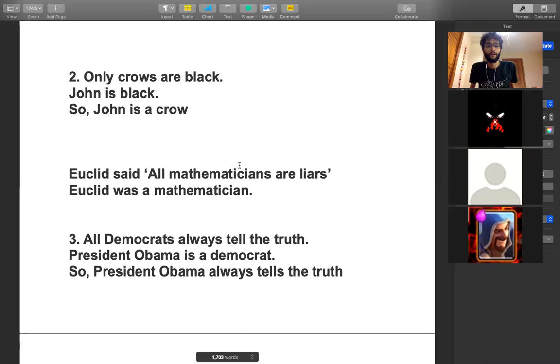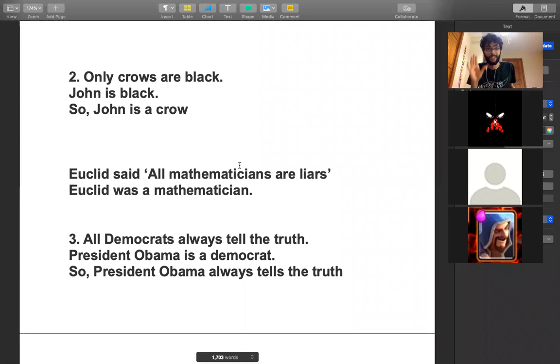Now, Euclid cannot have been telling the truth. He cannot be a truth teller because he's saying that all mathematicians are liars. So if we say that Euclid is a truth teller, then it would mean that the statement, all mathematicians are liars, is a true statement. But that's technically not possible because Euclid himself is a mathematician. So Euclid cannot be a truth teller.